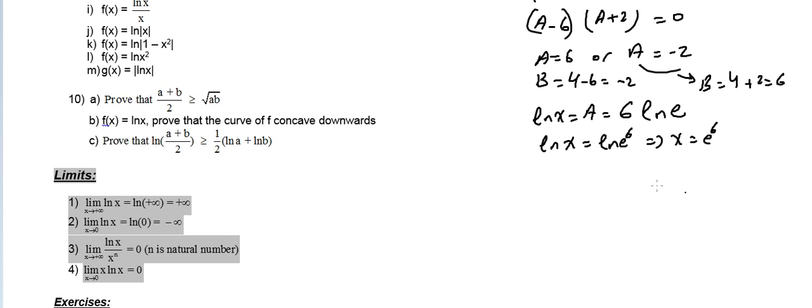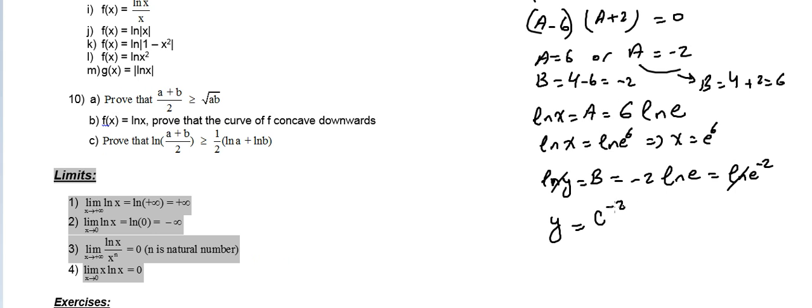We still have to find y, right? Ln y, I replaced it instead of b, and b I got it minus 2. Minus 2 is equal to minus 2 ln e, and minus 2 ln e is equal to ln e to the power minus 2. This means that y, if we take ln out, is equal to e power minus 2, or it's equal to 1 over e squared.